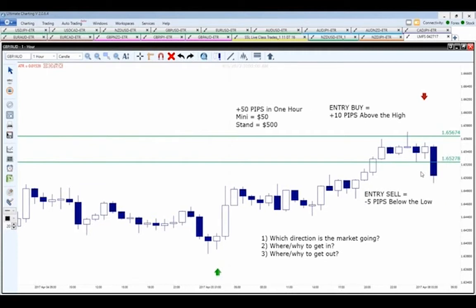So 1 hour later, bam, our entry sell gets triggered. We are now in a market sell. Once again, this is giving us that educated opinion to look for that directional movement to go bearish this time. We're looking to sell the market here.